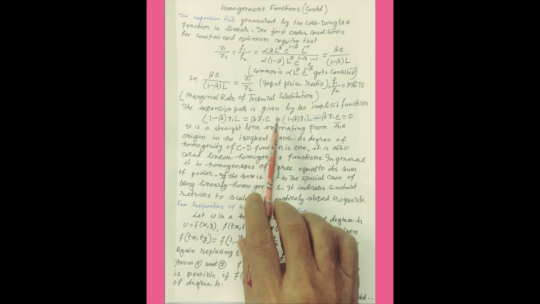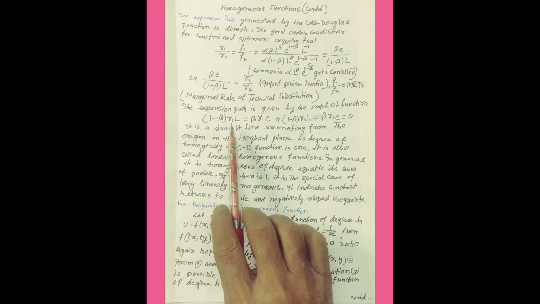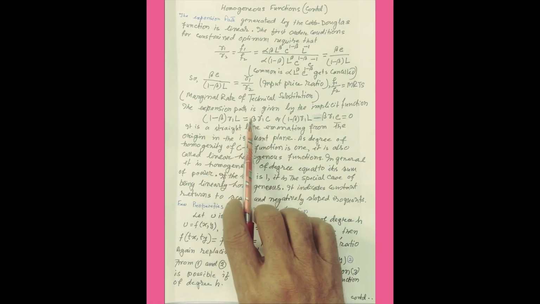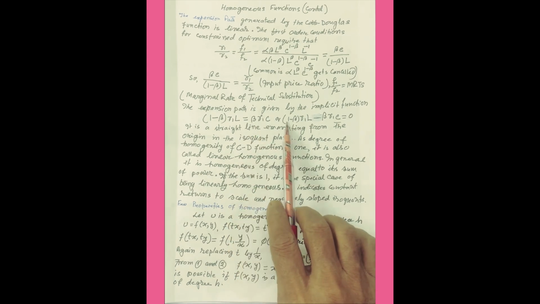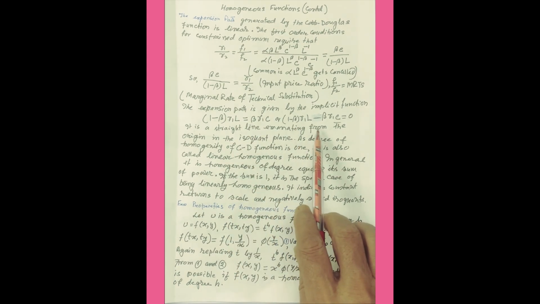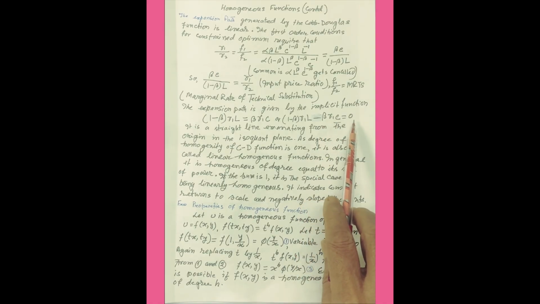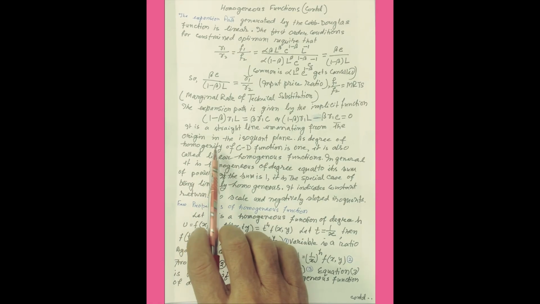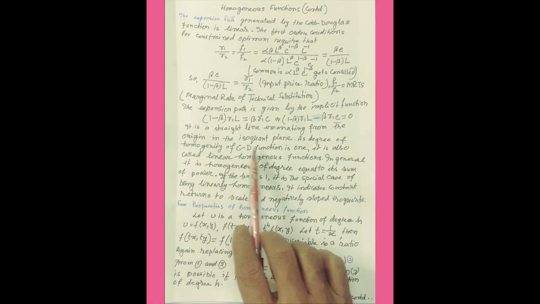The expansion path is given by the implicit function (1 minus beta) R1 L is equal to beta R1 C, or (1 minus beta) R1 L minus beta R1 C is equal to 0. So this shows that it is a straight line emanating from the origin in the isoquant plane.